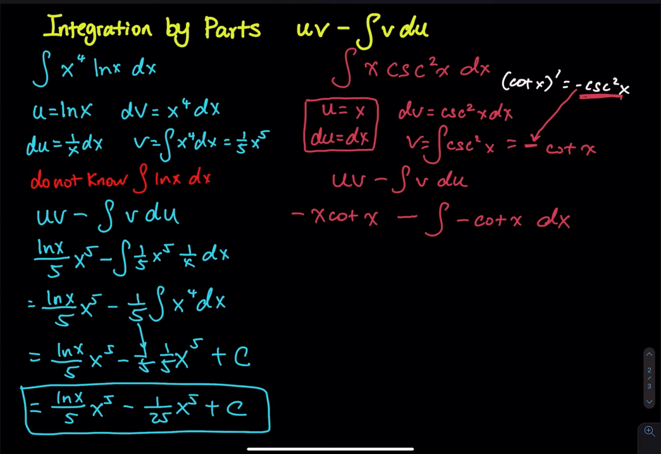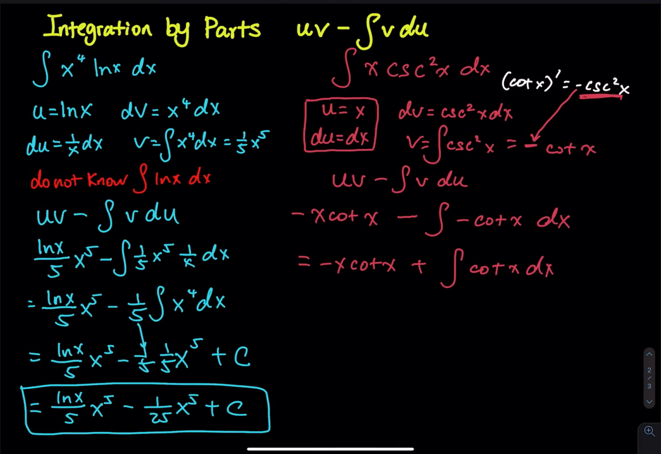So that's why you want to let u equal x, but if that is x squared, then you have more work to do. If that is x to the third, you have even more work to do. Okay. Now, minus minus becomes a plus. So we have negative x cotangent x plus the integral of cotangent x dx.